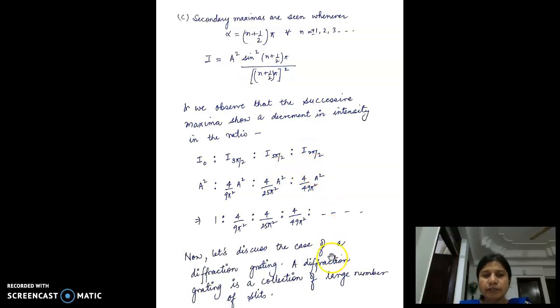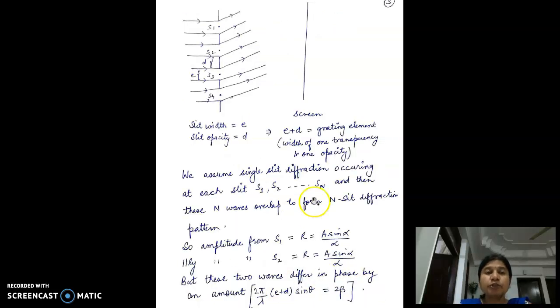Now, continuing further, we want to discuss the case of a diffraction grating. A diffraction grating is a collection of a large number of slits. In this case the slit width is considered as e, and the opacity, the region which blocks the passage of light, is of length d. This e plus d is known as the grating element, which is nothing but the width of one transparency and one opacity.